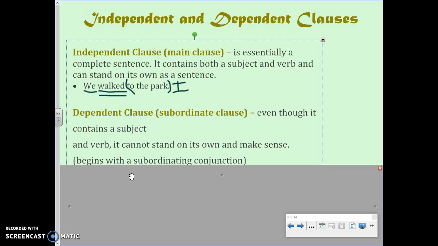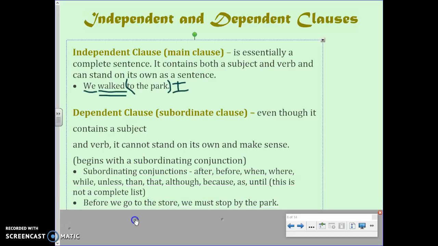Okay, so yes, that sounds kind of weird because it should stand on its own. It should make sense because it has a subject and a verb, but it's missing something. Okay, so I don't want to say missing something. It's got something extra in it to make it more difficult to stand on its own. So they always begin with a subordinating conjunction. Okay, and that's why sometimes we get the subordinate clause aspect there.